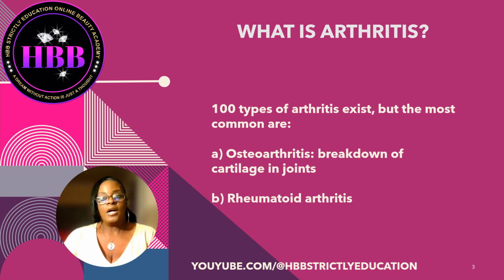There are 100 types of arthritis, but the most common are osteoarthritis, which is the breakdown of cartilage in the joints, and then we have rheumatoid arthritis. So we're going to talk about these two arthritis, but understand that there are 100 types of arthritis.